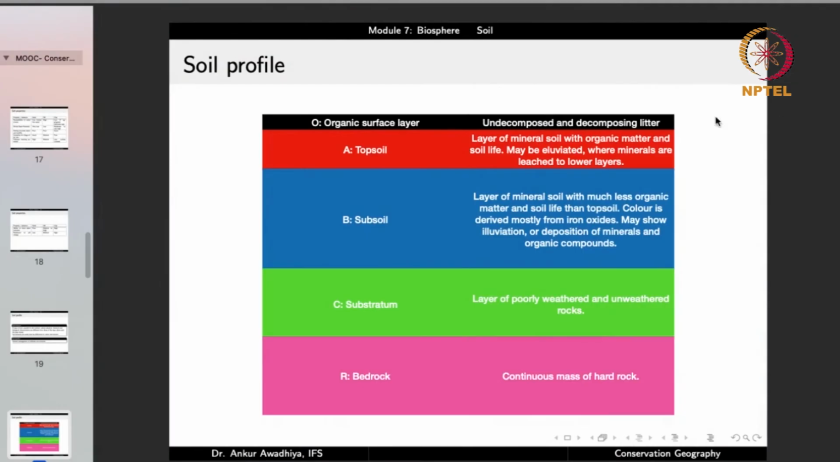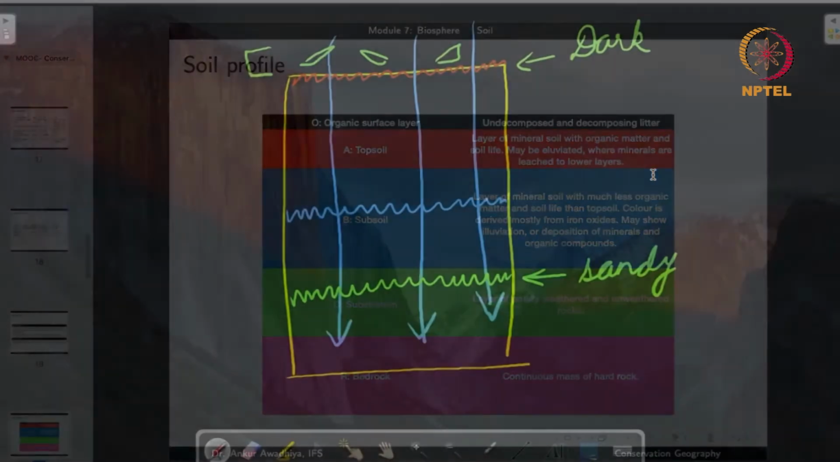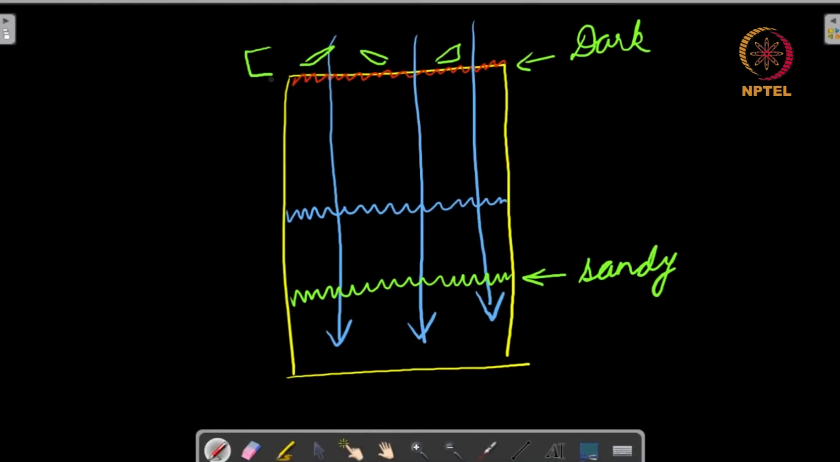So topsoil is the mineral layer. As against the organic layer, this is now a layer of mineral soil, but it also has organic matter which is coming from the O horizon, and it also has soil life. So it has a lot of insects, earthworms, and fungus. There are various kinds of biotic organisms in this layer. But this layer may be eluviated, where minerals are leached to the lower layers. Why? Because when you have rainfall, this layer can lose certain minerals which then move downwards.